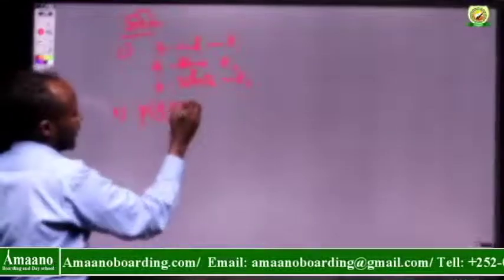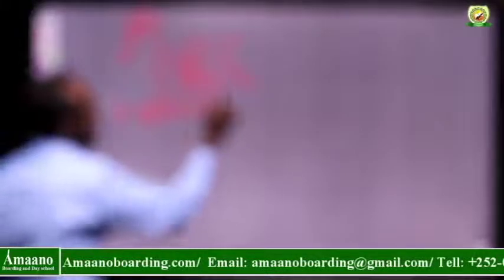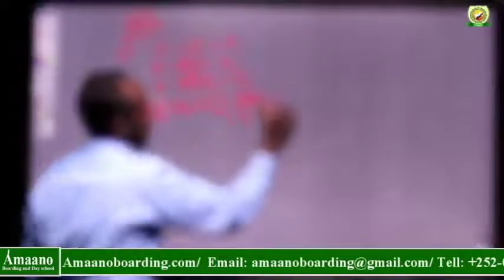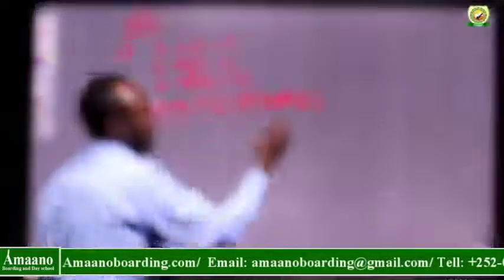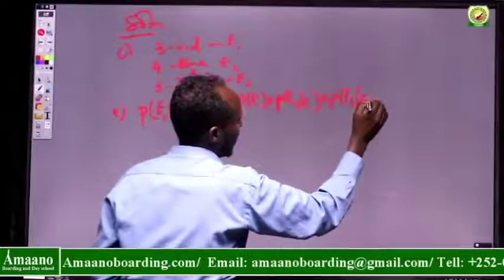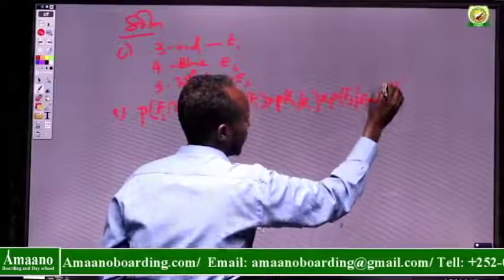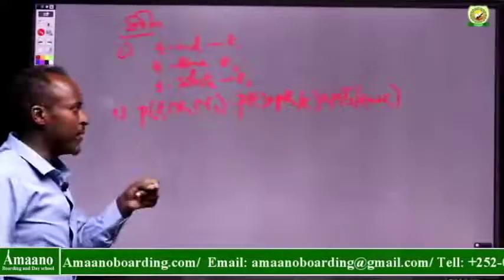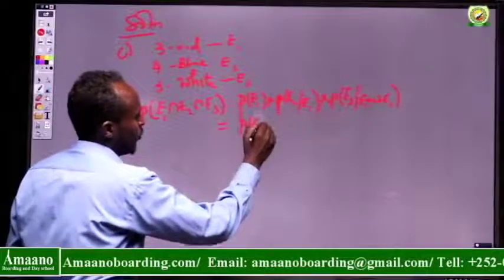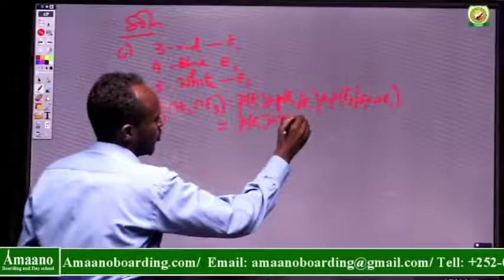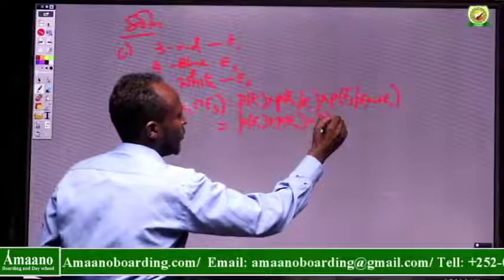Roman 1, we are asked to find the probability of getting E1 intersection E2 intersection E3. This is the same as the probability of getting E1 first, times the probability of getting E2 given that E1 has already occurred, times the probability of getting E3 given that E1 and E2 have already occurred. But as long as it is replaced back, these are independent events, and we will use probability of E1 times probability of E2 times probability of E3.